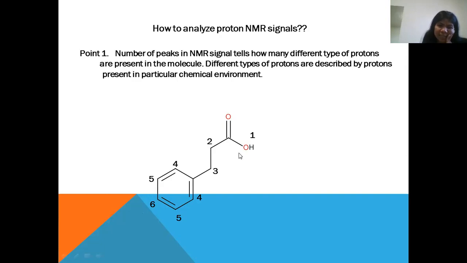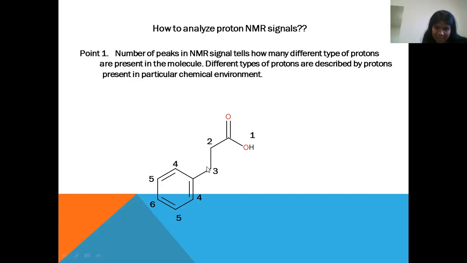So let's say this is the one. I have numbered all the different types of protons here. This is 1. This is associated with the carboxylic acid. And this is 2. So here there are 2 protons attached to this carbon, and it is attached to another carbon and another CO2H group. So this has a distinct chemical environment.